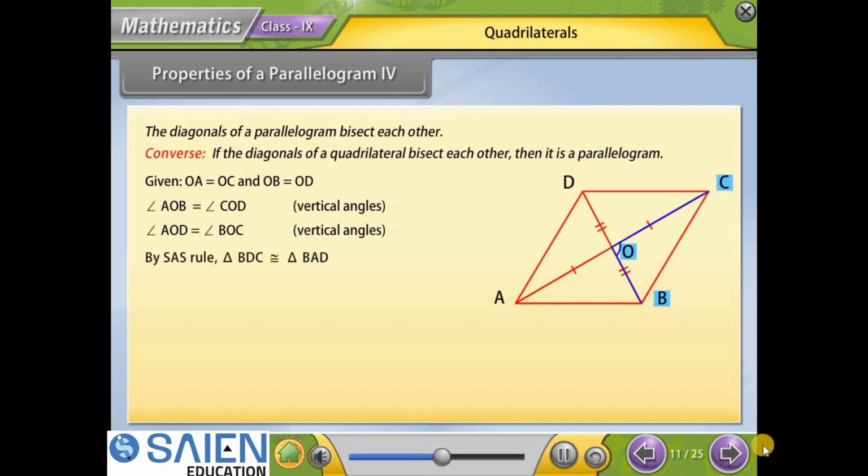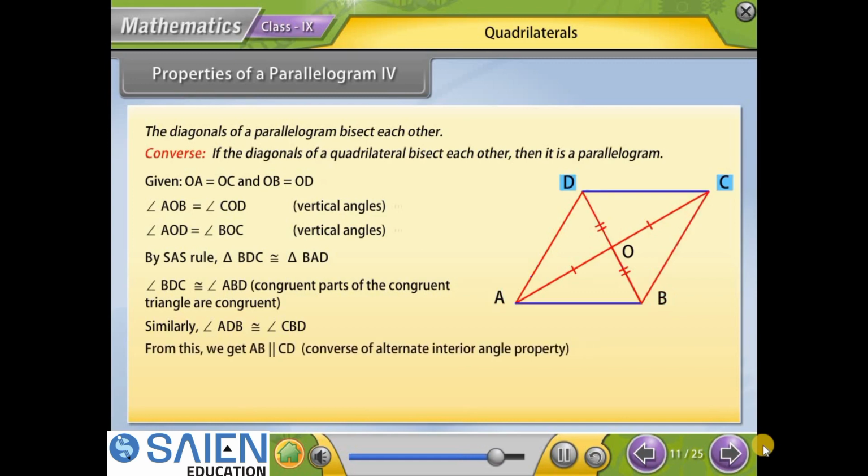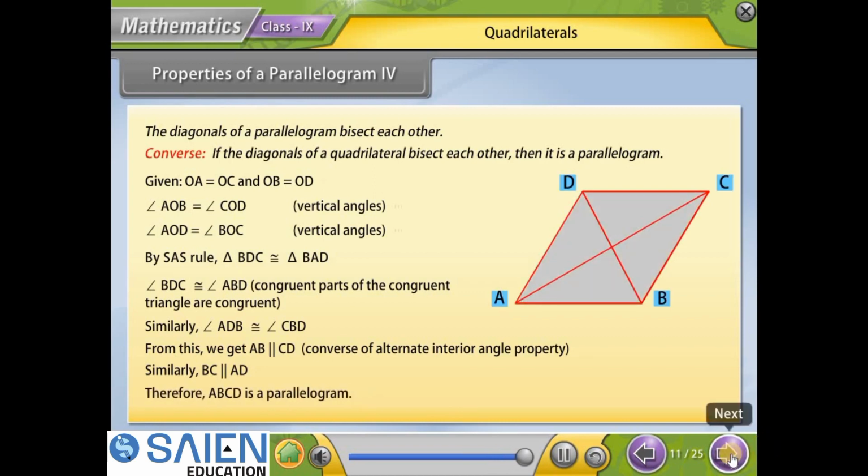So, by SAS rule, triangle BDC is congruent to triangle BAD. Therefore, angle BDC is congruent to angle ABD, as congruent parts of congruent triangles are congruent. Similarly, angle ADB is congruent to angle CBD. From this we get AB is parallel to CD. Similarly, BC is parallel to AD, using the converse of the alternate interior angle property. Therefore, ABCD is a parallelogram.